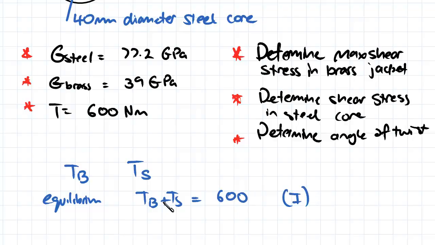We've got two unknowns here, the torque in the brass and the torque in the steel, and we're going to need that to determine what the shear stress is. So we're going to need to come up with another equation in terms of the torque in the brass and the torque in the steel.